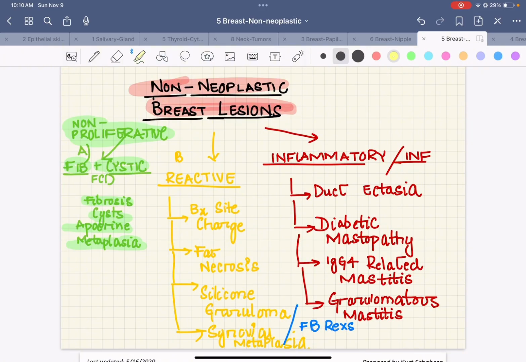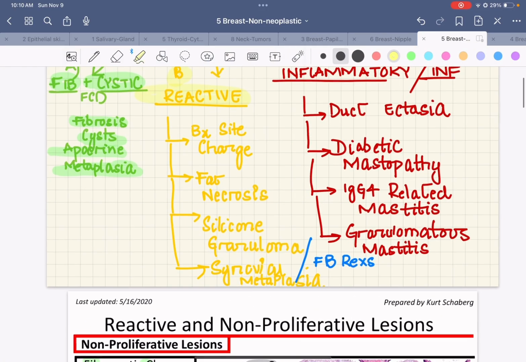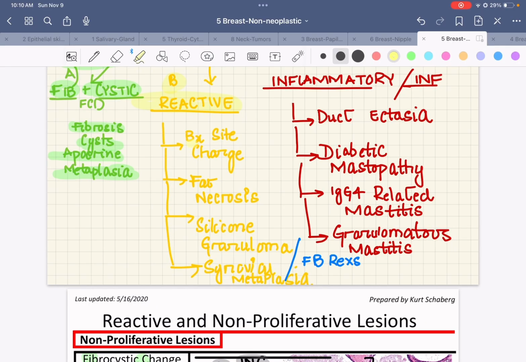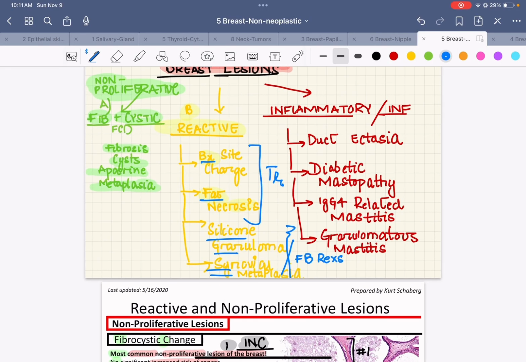Category number 2 is the reactive non-neoplastic breast lesions, which include biopsy site change and fat necrosis. These two are basically in response to some trauma caused to the breast, either a biopsy trauma or some other blunt trauma. Biopsy site change is specifically the sharp trauma, and fat necrosis is due to a biopsy or some other blunt trauma. Then the foreign body reactions include silicone granuloma along with synovial metaplasia. So this is our group B, which is reactive lesions.